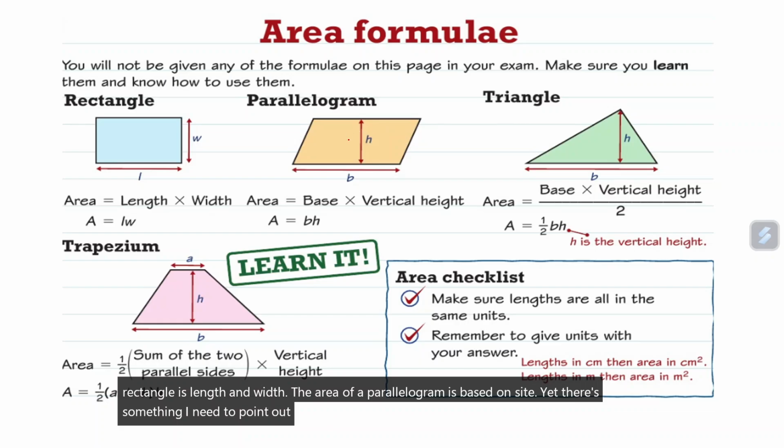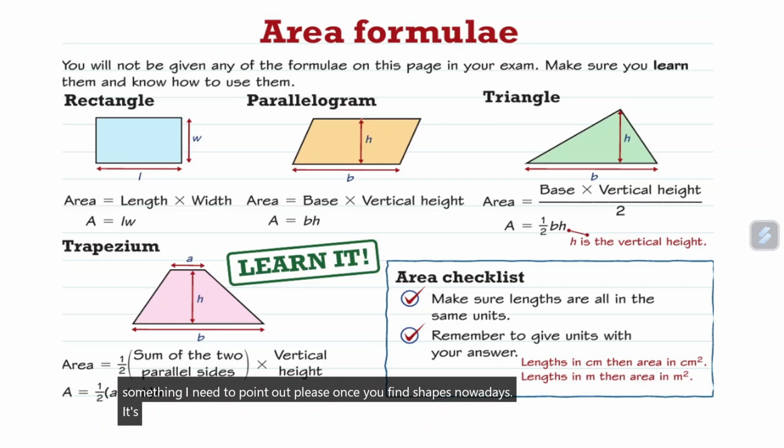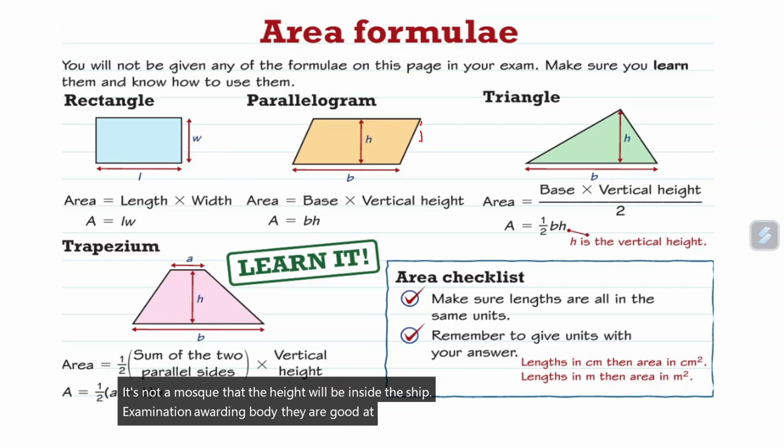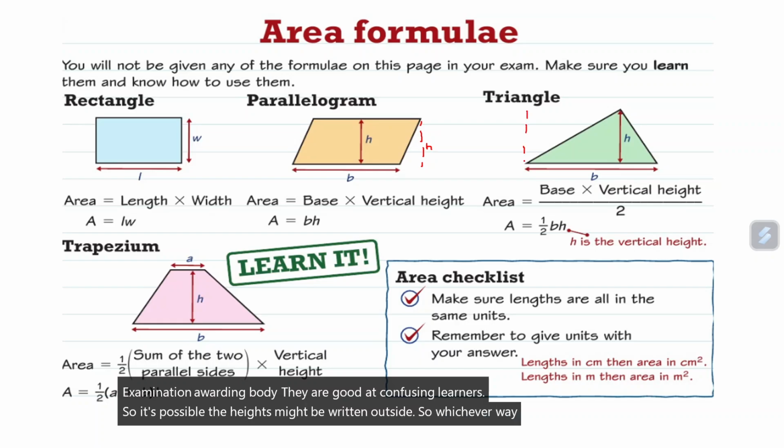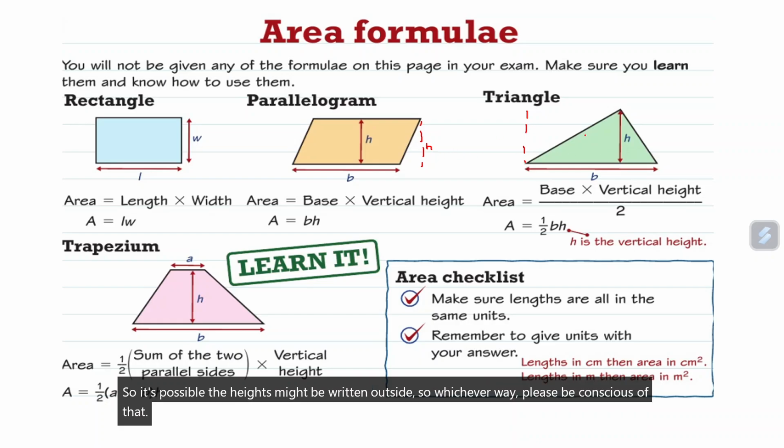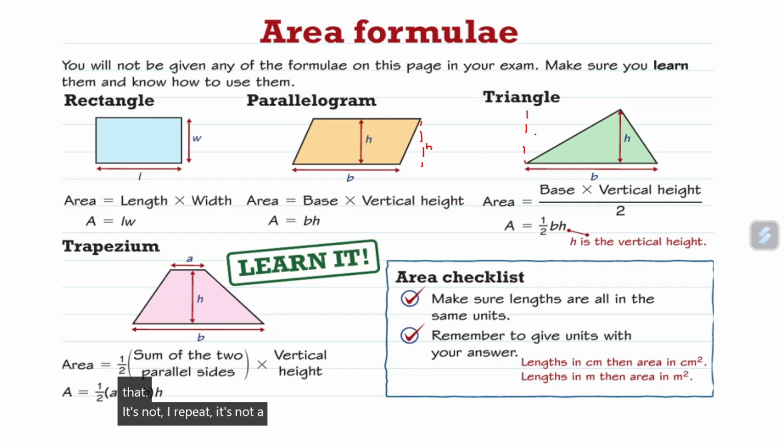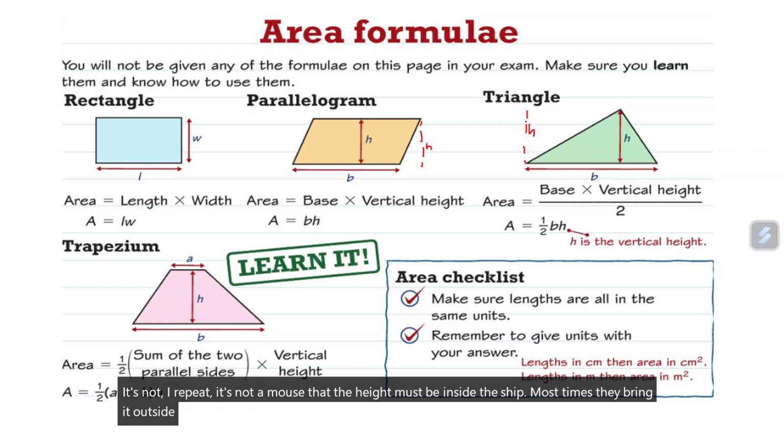Please, once you find shapes like this, it's not a must that the height will be inside the shape. As an examination awarding body, they are good at confusing learners. So it's possible the heights might be written outside. Whichever way, please be conscious of that. I repeat, it's not a must that the height must be inside the shape. Most times they bring it outside. So the height can still be written outside.